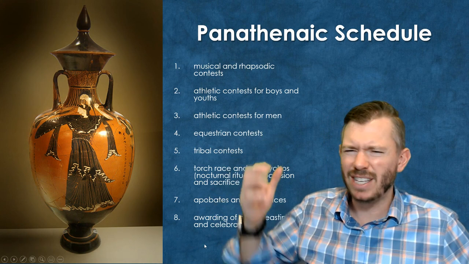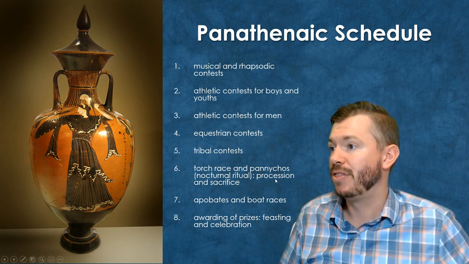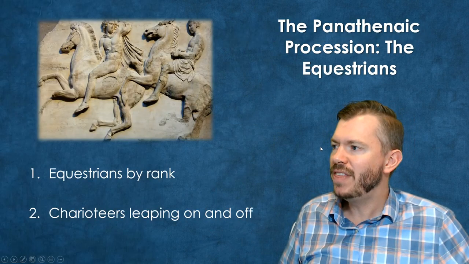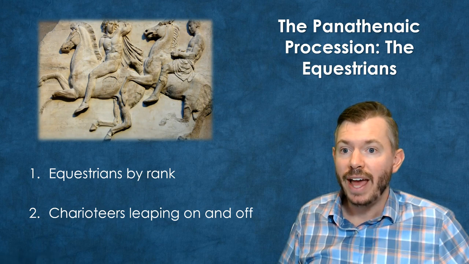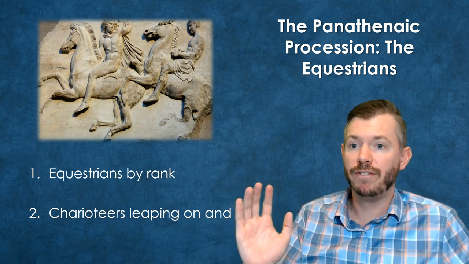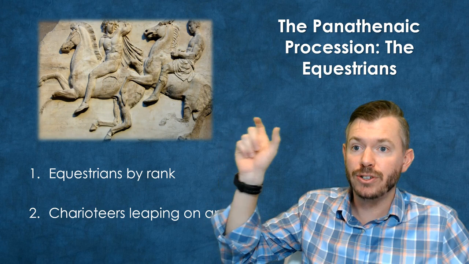You can see a rough order of events. That's one modern creation, a recreation of how things might have happened. And then you can go through and actually look at how this procession would have occurred by looking at the sculptures on the Parthenon.